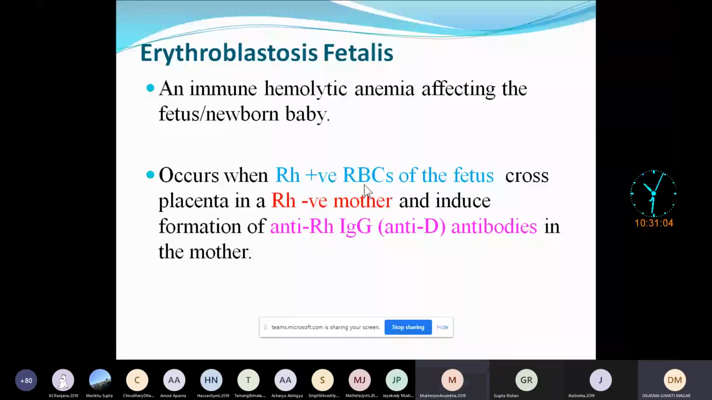Yes, excuse me, ma'am. I have a question. Yes, please. Only Rh positive RBC crosses the placenta, or Rh negative RBC from the mother also can cross the placenta?